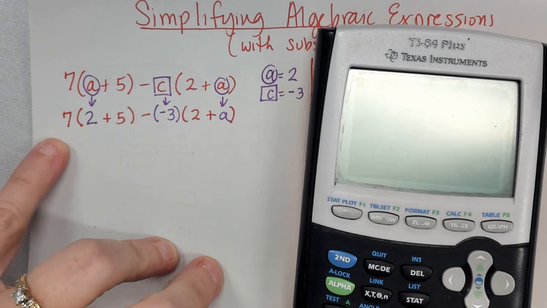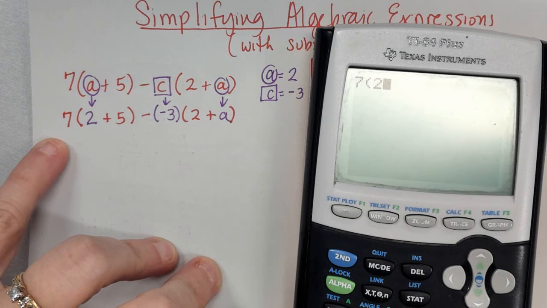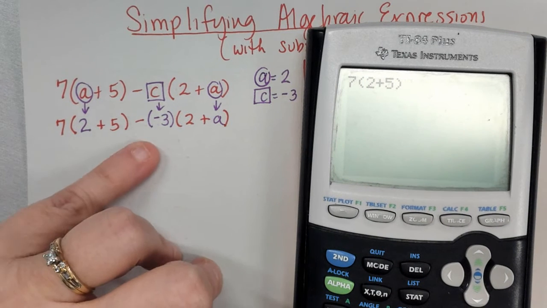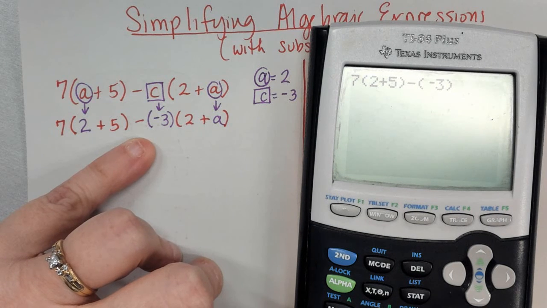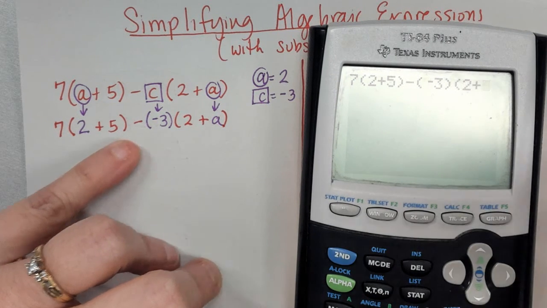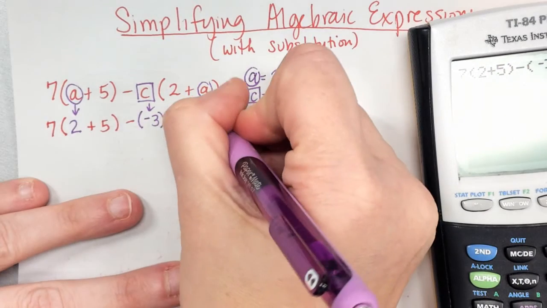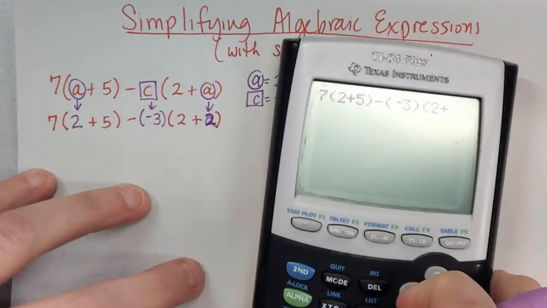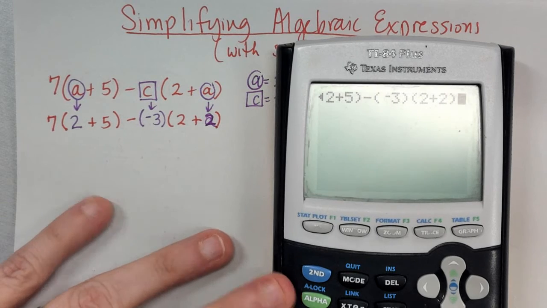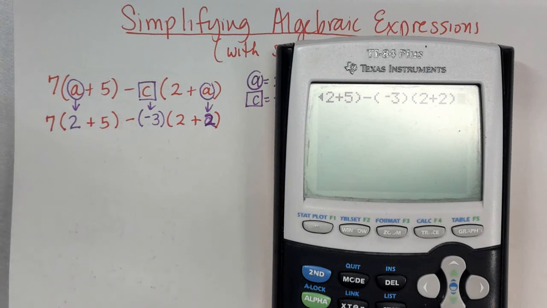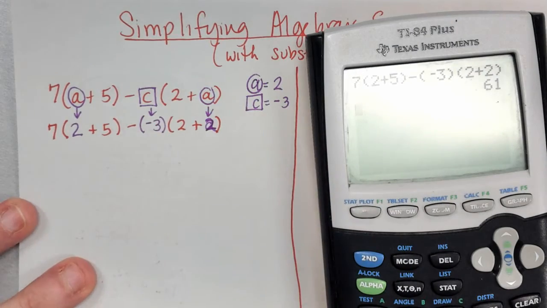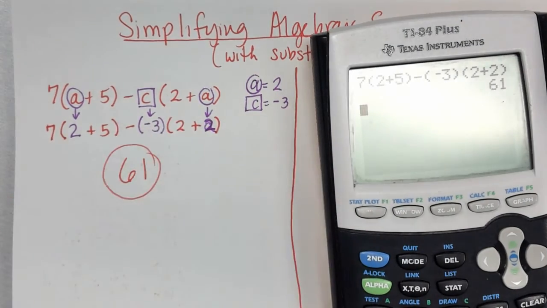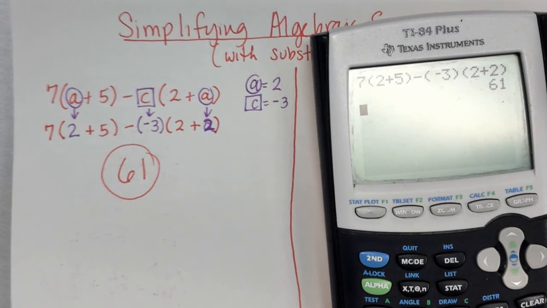So we're going to put exactly what we have in this. So 7 parentheses, 2 plus 5, close parentheses, minus -3, parentheses, 2 plus, oh, what was a? Sorry, a was 2. That should have been a 2. Okay, so 2 plus 2. So again, I have literally just substituted in exactly what I have. And then I hit enter, and it says the answer is 61. Is that what y'all got? That's the answer. Okay, take a second and copy that down.